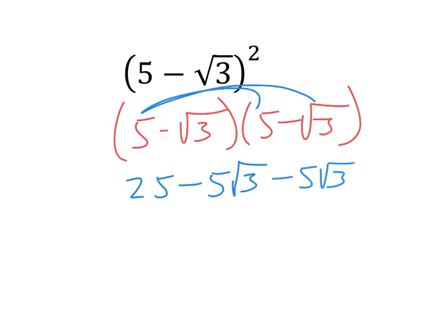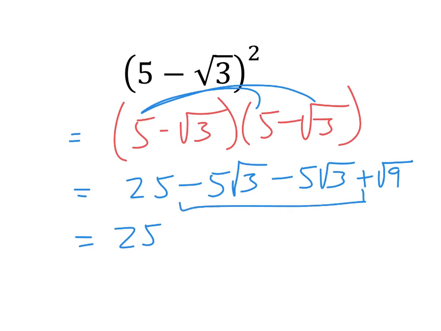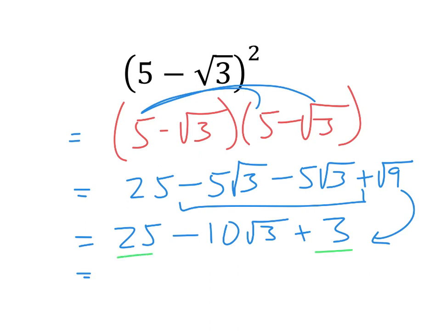Negative square root of 3 times negative square root of 3 is going to be positive the square root of 3 times 3, which is 9. And now we're just going to clean up a little bit. So 25. These we can simplify. They're like radicals. They're both the square root of 3, so we have negative 10 square root of 3. And the square root of 9 we know is 3. Now we can go a little bit further. We can combine like terms there. 25 plus 3 is 28. Minus 10 square root of 3.